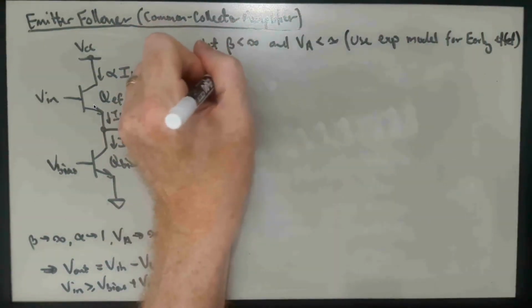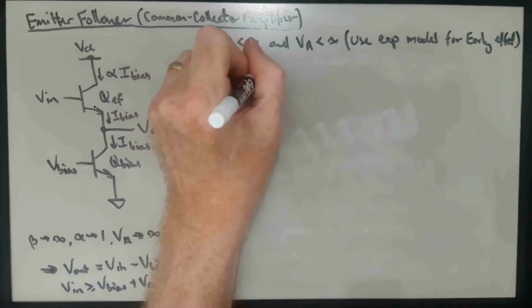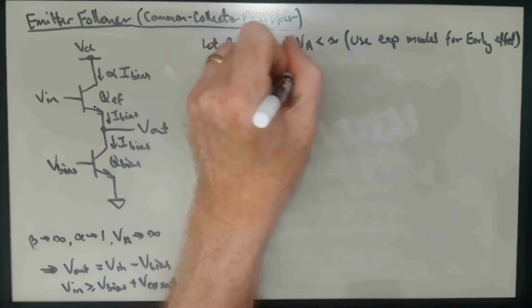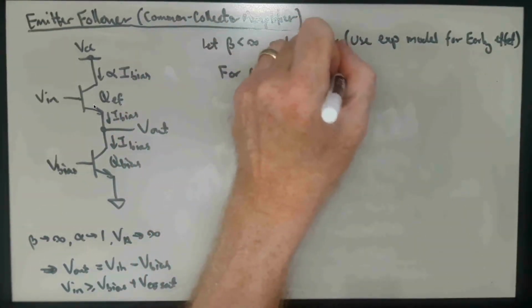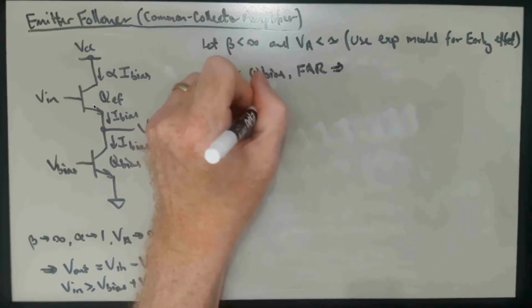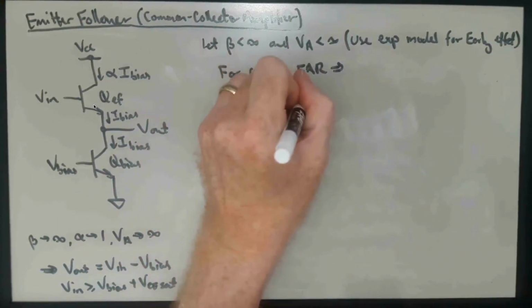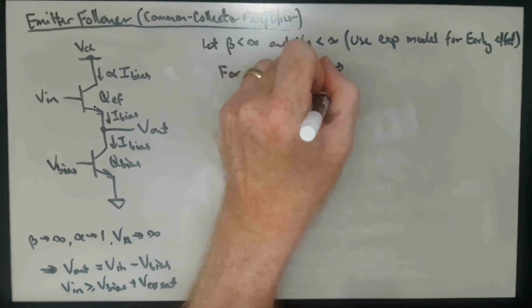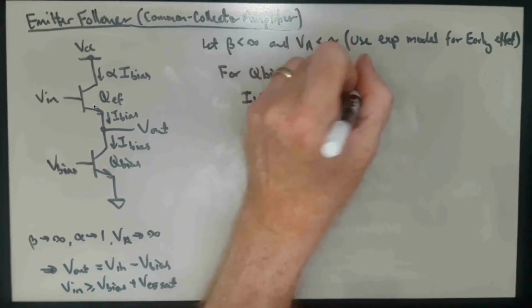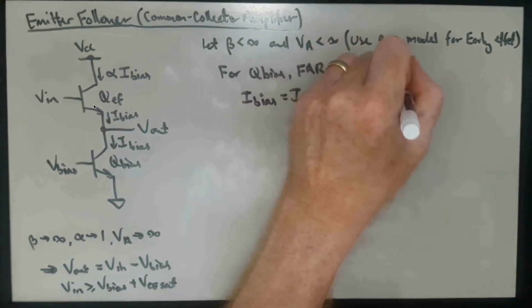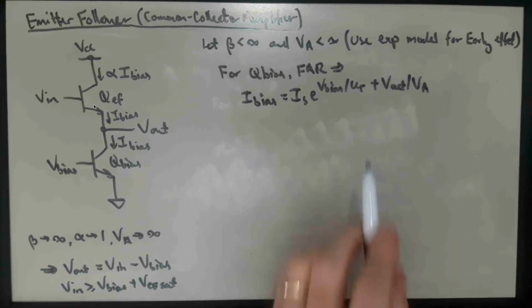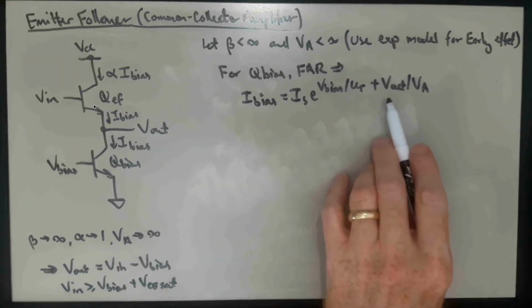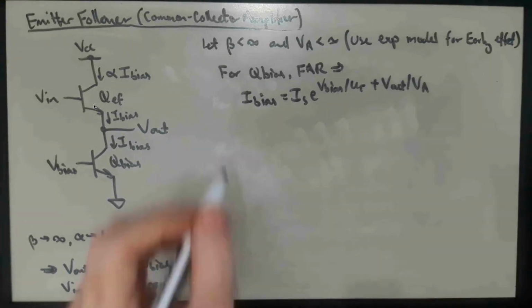Okay, so for Q bias, the forward active model implies that I bias now equals IS e to the V bias over UT plus V out over VA. Okay, so here's the term that we had before, and we multiply by our factor e to the V out over VA to model the early effect.